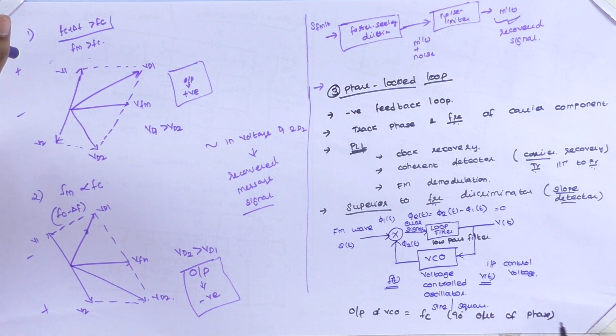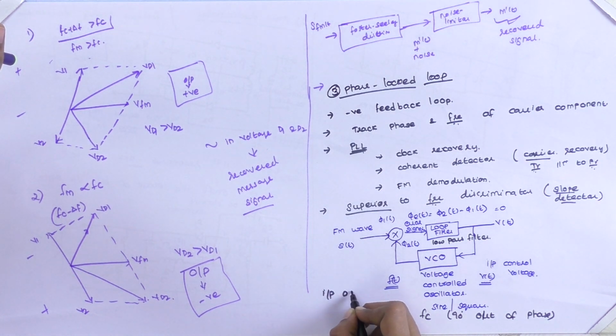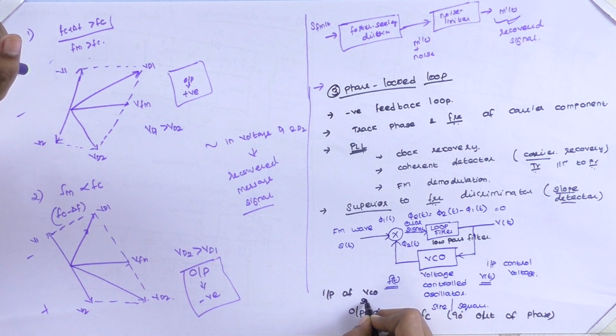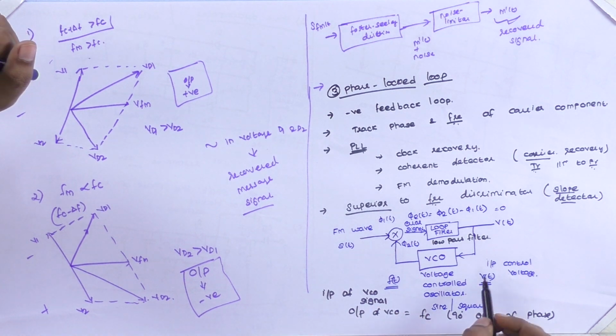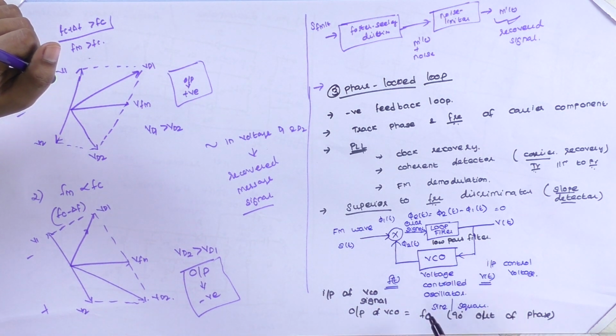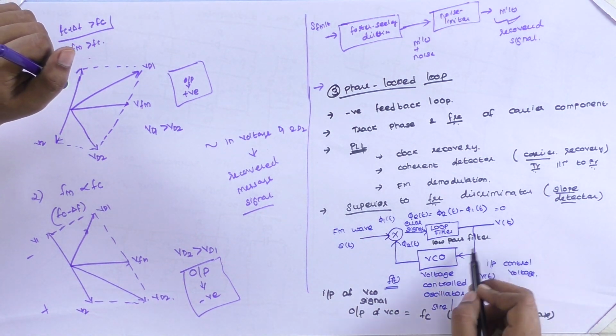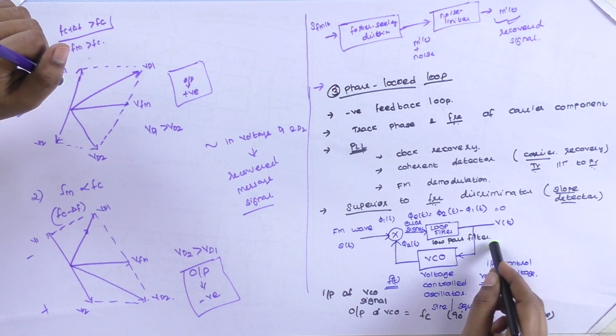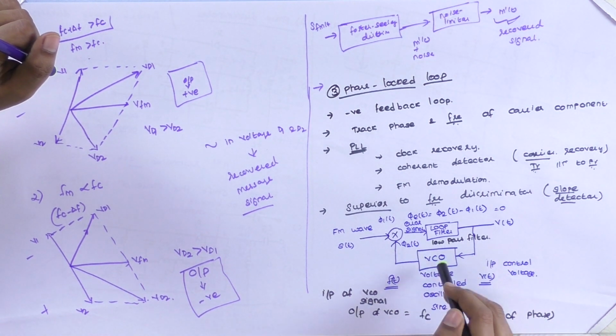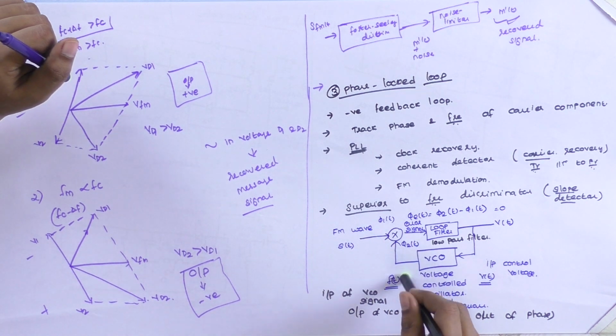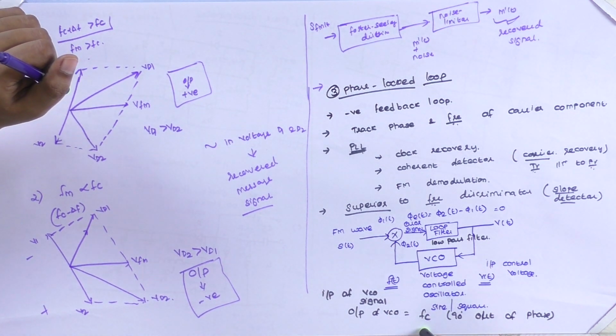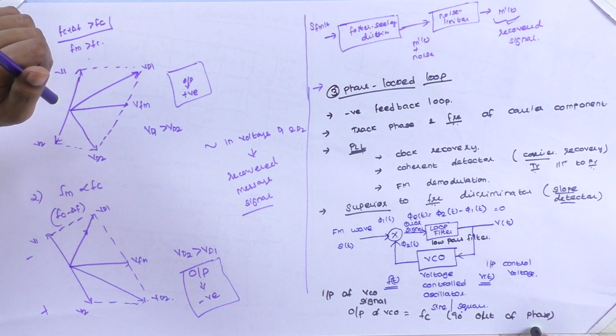When will this condition happen? Only when the input of the VCO is 0. That is, we are not applying any signal to the VCO. Therefore, only with the oscillation it is producing, the output of the VCO will always be equal to FC. FC is the unmodulated carrier frequency, which is 90 degrees out of phase.